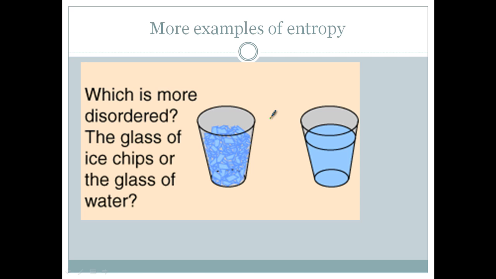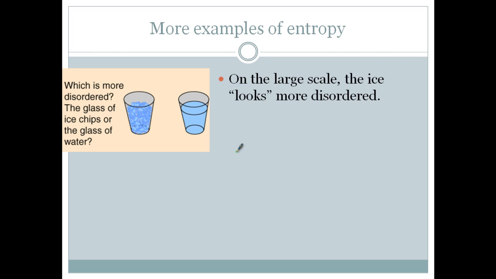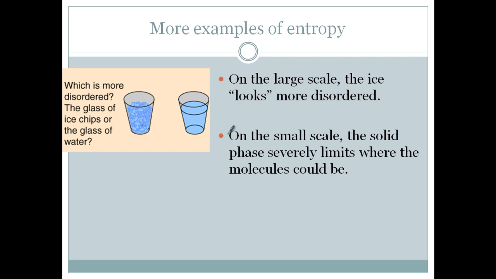Okay, and another example. Which is more disordered, the glass of ice chips or the glass of water? Now this looks kind of crazy, you've got just chunks of ice everywhere. But this one all depends on what you're talking about. If I'm just talking about the large scale, the ice looks more disordered. It looks like it's everywhere. But on the small scale, the solid phase severely limits where molecules could be. So all these little ice molecules are close together.